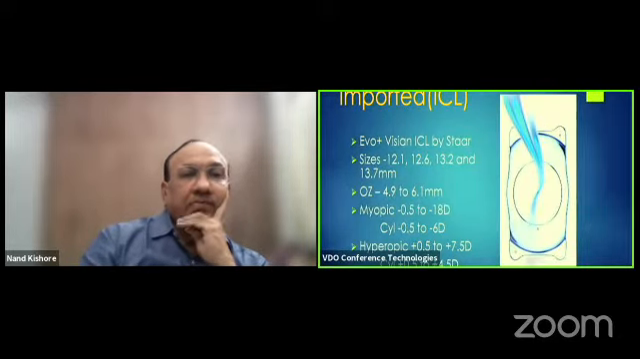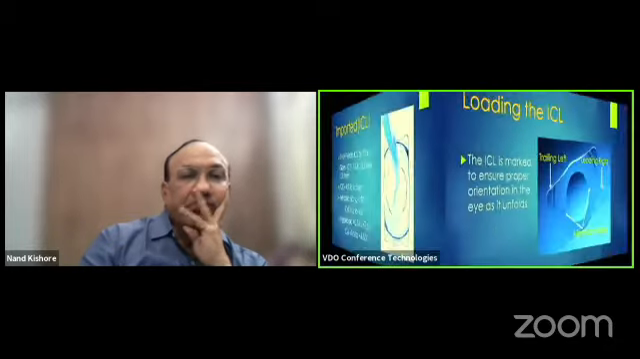This lens is manufactured by STAAR. It's available in 4 sizes. This is the best lens, which can give a very wide optic zone and a wide range of corrections for myopia and hyperopia, with and without cylinders.